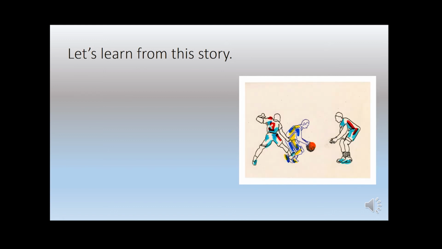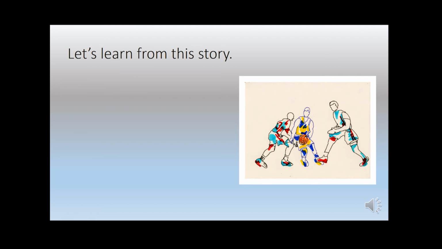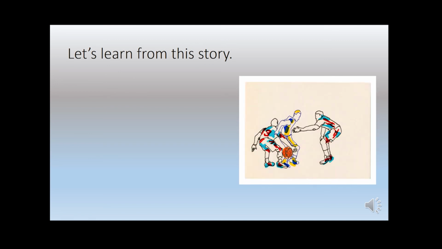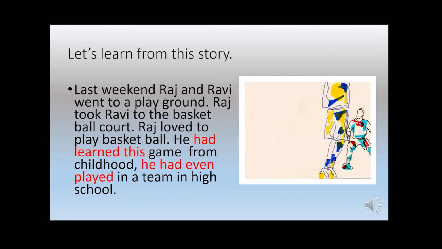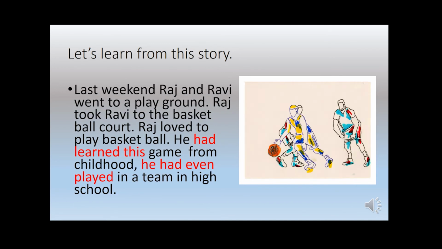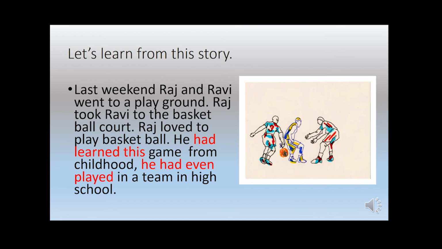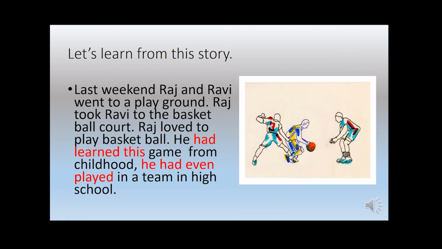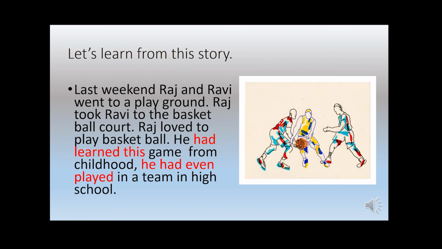Children, when we are telling some real experiences or incidents that happened in our past life, we would use past tense. In those past time stories, we can use past perfect tense to show the differences in the actions. Last weekend, Raj and Ravi went to a playground. Raj took Ravi to the basketball court. Raj loved to play basketball. He had learned this game from childhood. He had even played in a team in high school.